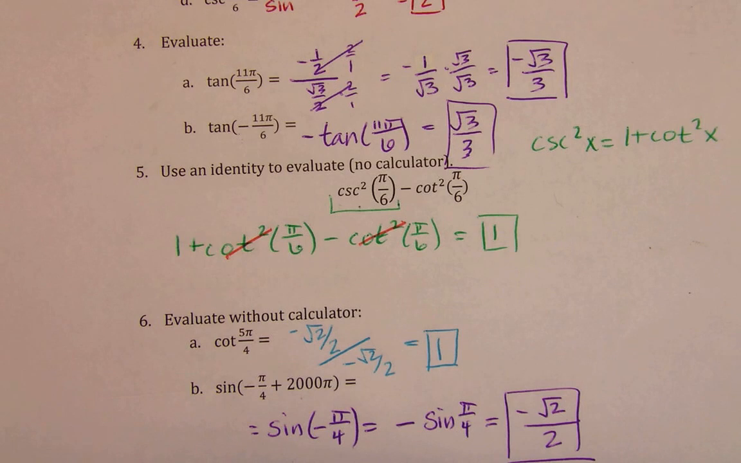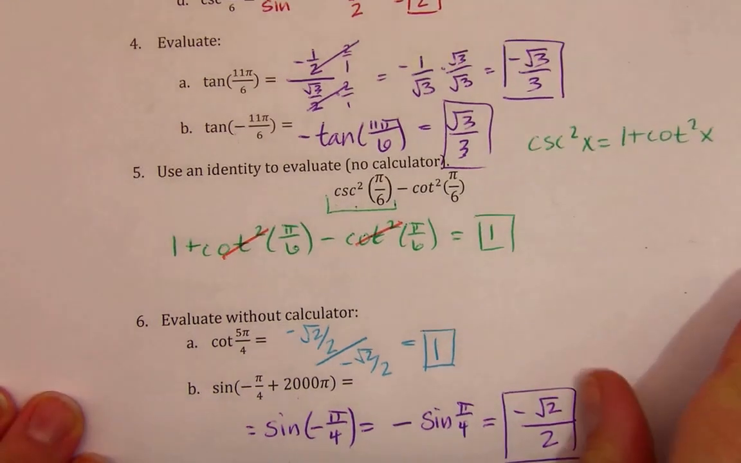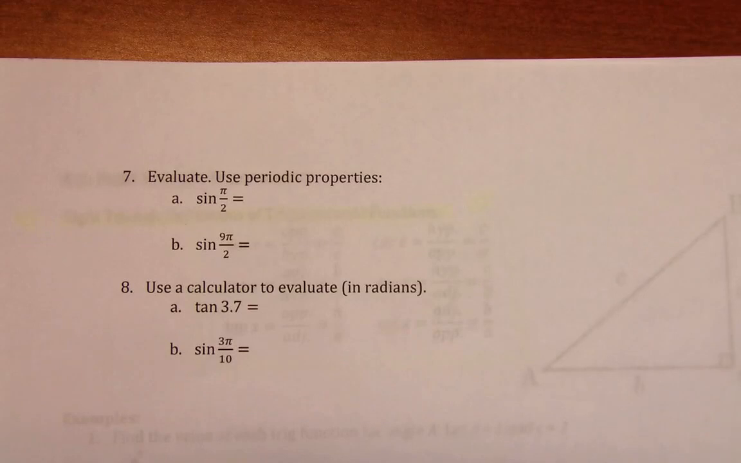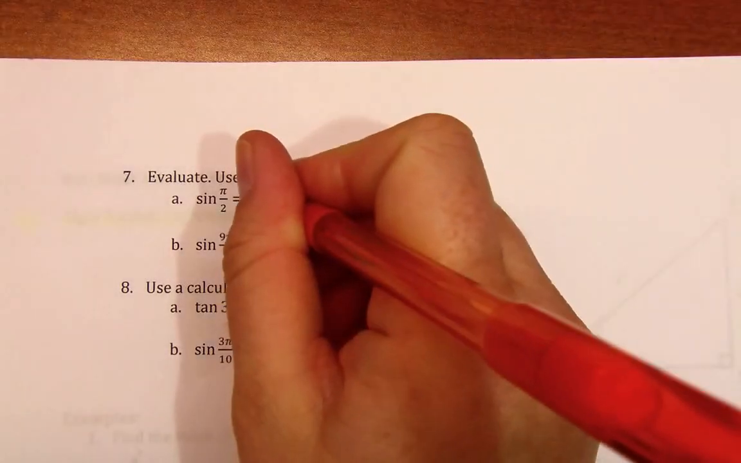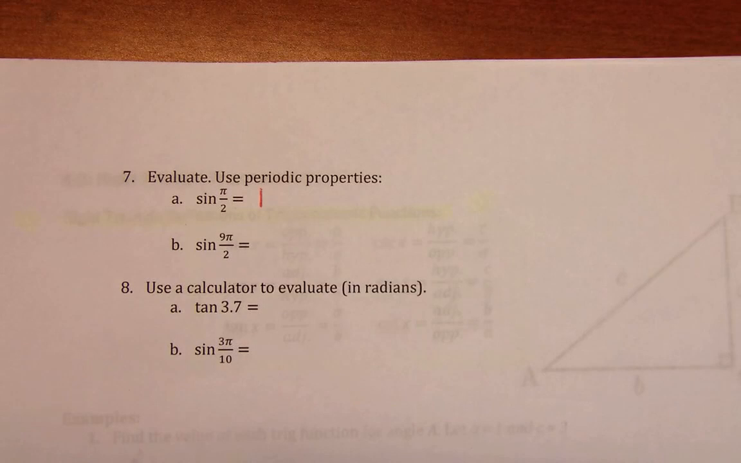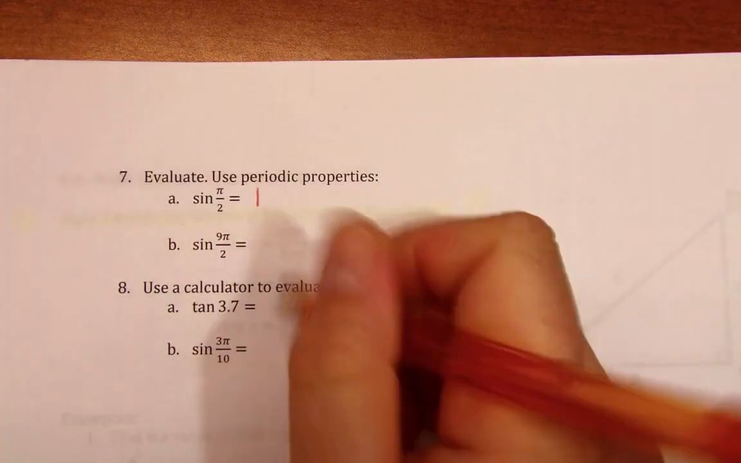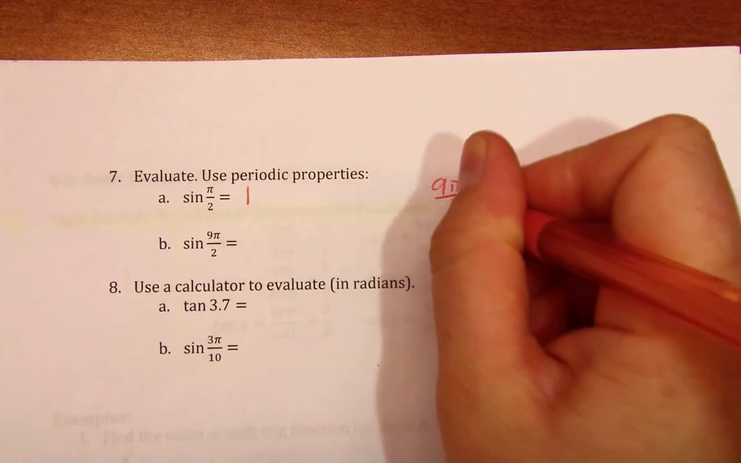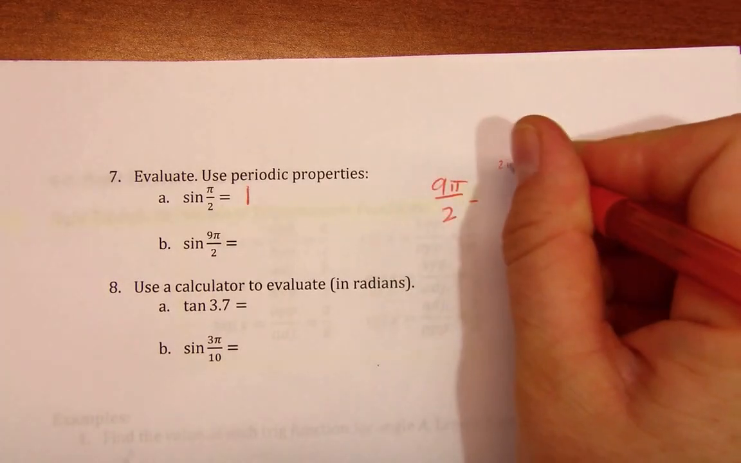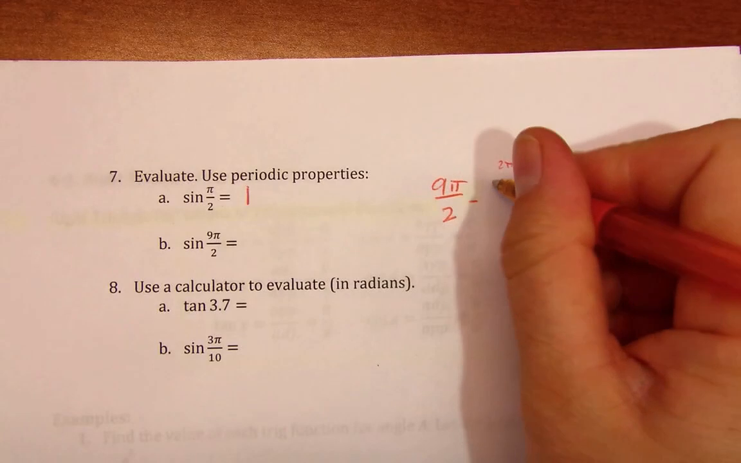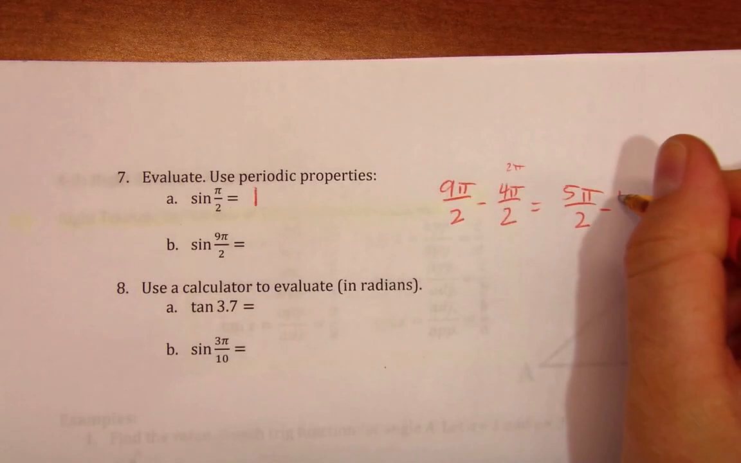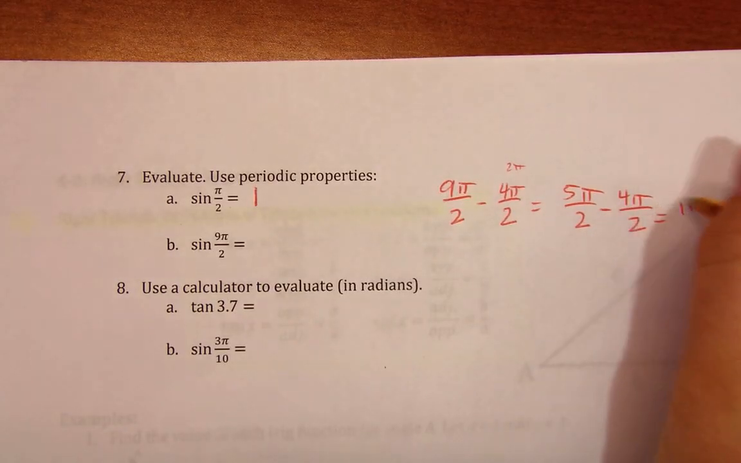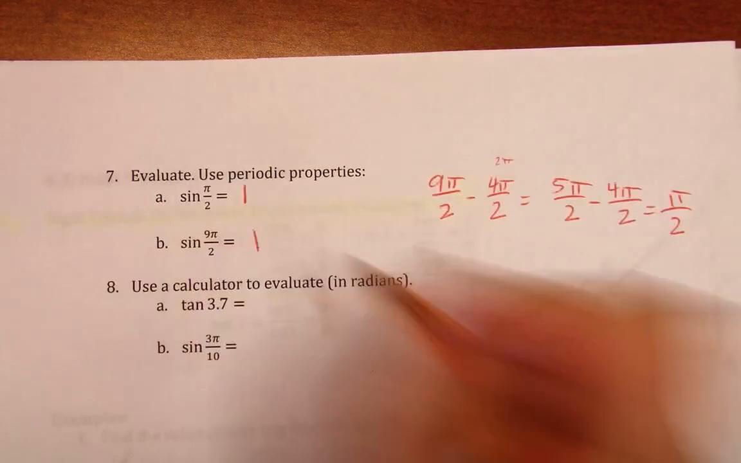And let's go ahead and move on to the next page, to our last examples. We're again using the properties that we know to evaluate. And here we have sine of pi over 2. Well, that's going to be 1, if you use your unit circle that you have memorized now. And then 9 pi over 2. Well, 9 pi over 2 minus 2 pi, which we can rewrite as 4 pi over 2, is going to be 5 pi over 2. We can subtract another 2 pi. We get pi over 2, and so we know that this is also 1.